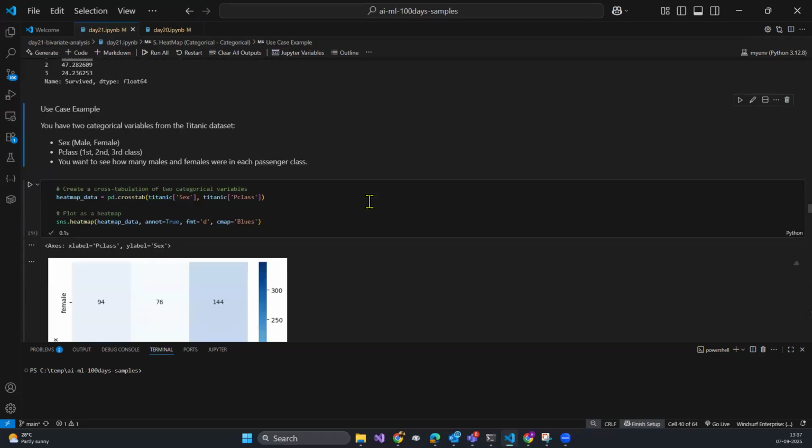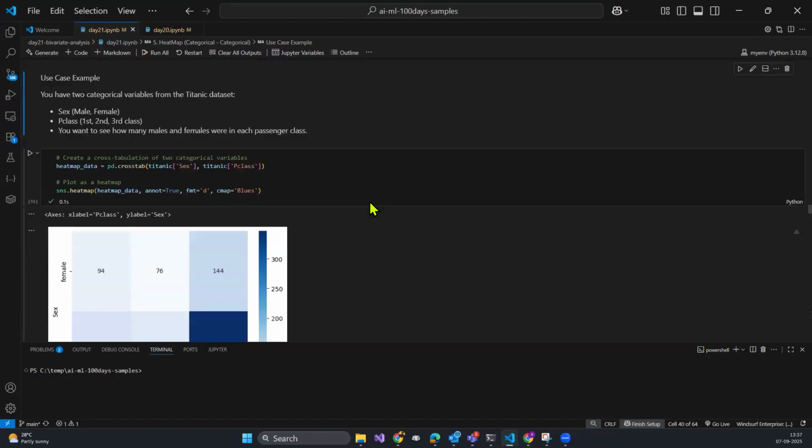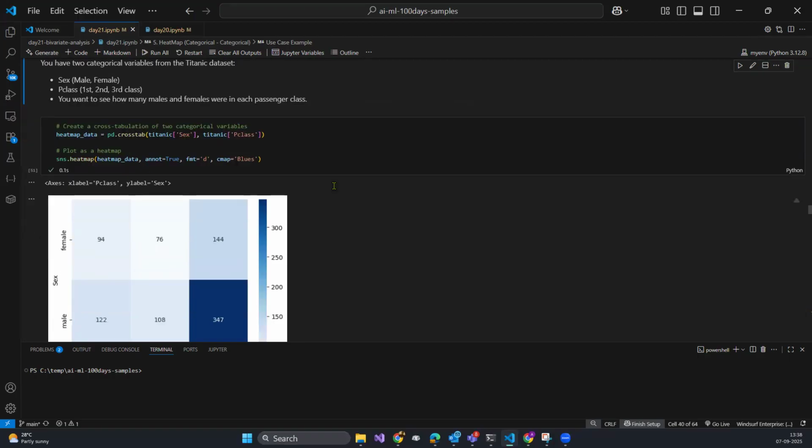So we'll consider another use case example. For example, you have two categorical variables from the Titanic dataset, sex and class. We want to see how many males and females were in each passenger class. So we will first create a cross tabulation from these two categories.